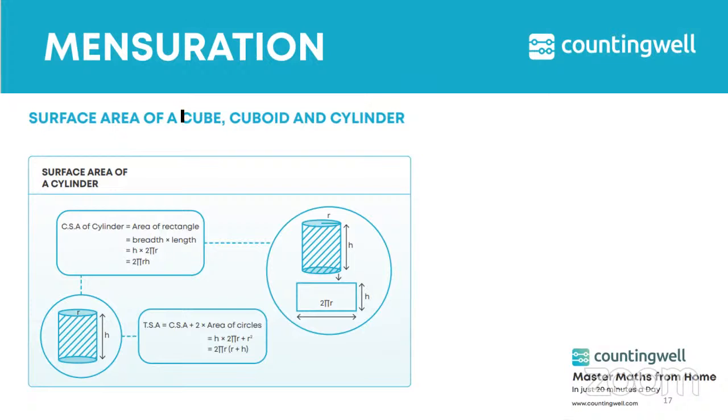Let us see how to find surface area of a cube, cuboid, and cylinder. We have seen cube and cuboid. Let us see for cylinder. The curved surface area of a cylinder, then we have total surface area. What is curved surface area of a cylinder? It is area of the rectangle, which is breadth into length.